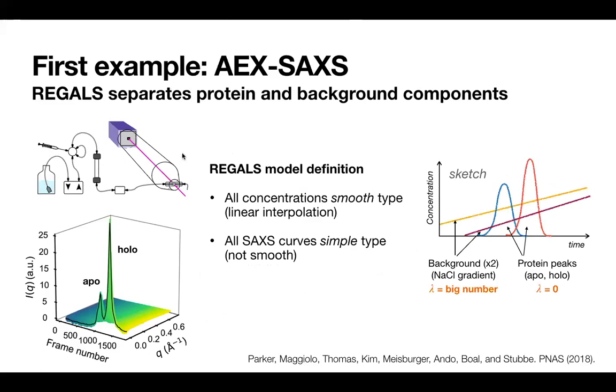Okay, so the next step is to define a model. And the best way to do that, I think, is to make a sketch of what you think is happening. So here's my sketch. We have a couple of background components that are probably very smooth and rising, and then a couple of protein peaks. And the way we define the model is we make these concentration functions of the smooth type, so linear interpolation of control points. And then for the SAXS profiles, we'll just leave them alone, so we'll just use the simple type. And then to make these background components smooth, we'll choose lambda very large, and then we won't do any smoothing on the protein components.